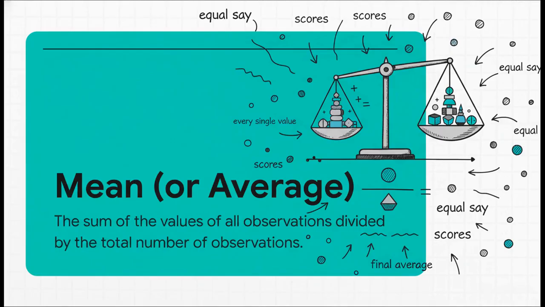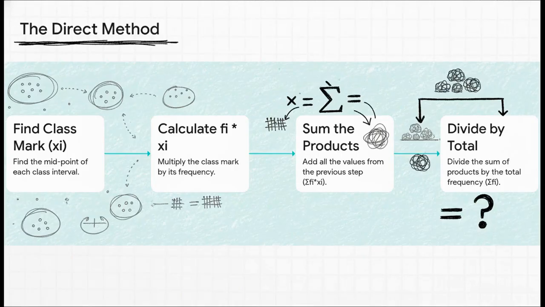So, how do we find the mean for data that's already in groups? Well, since we don't have the exact scores anymore, we have to do a little bit of estimation. Using something called the direct method, we just take the midpoint of each range, like 47.5 for that 40 to 55 group, and we basically pretend all 7 students in that group got that exact score. After that, it's just a matter of multiplying, adding, and dividing.